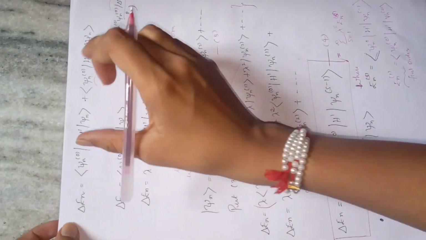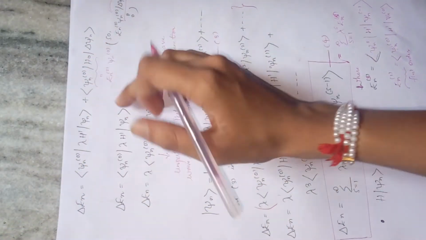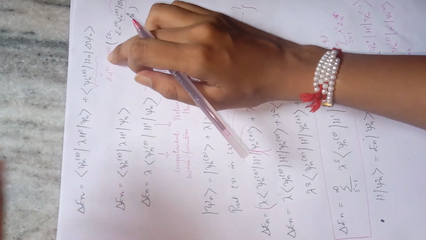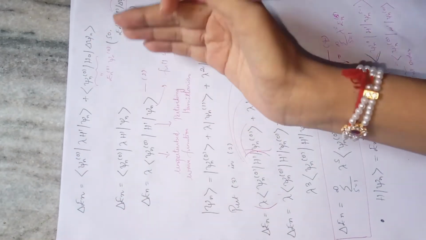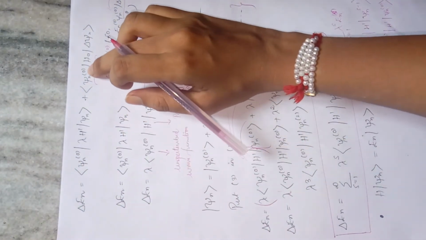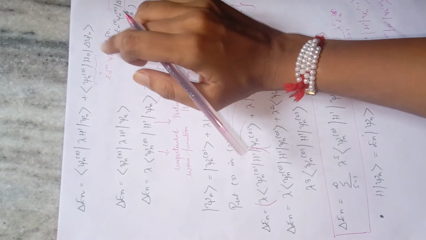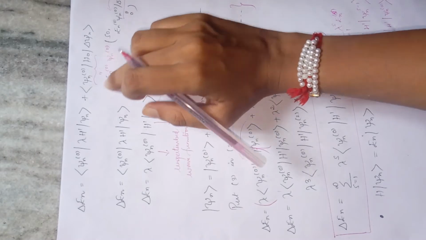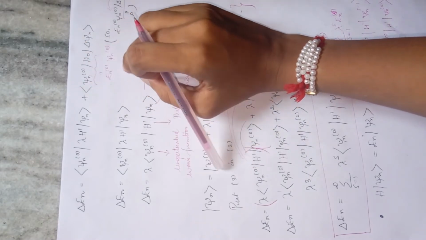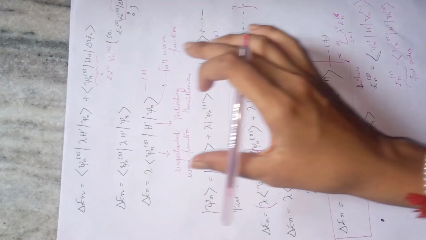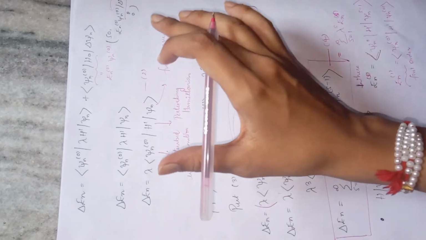So delta En is equal to these two terms. Now what I have written here is the same thing again which I did in my previous steps: from equation A, psi n naught H naught is equal to E n naught psi n naught. Your free Hamiltonian equation I am using again and again to get a simplified form of delta En.